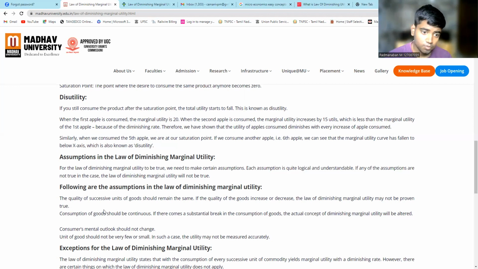That's the principle mentioned in this case. The quality of successive units of goods should remain the same. If the quality of the goods increases or decreases, the law of diminishing marginal utility may not be proven true.